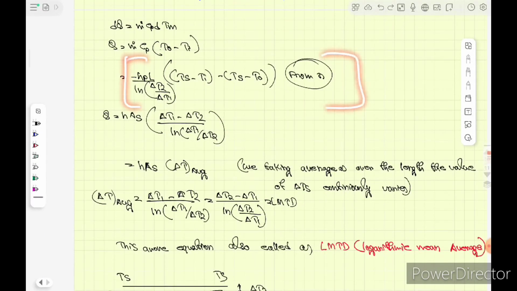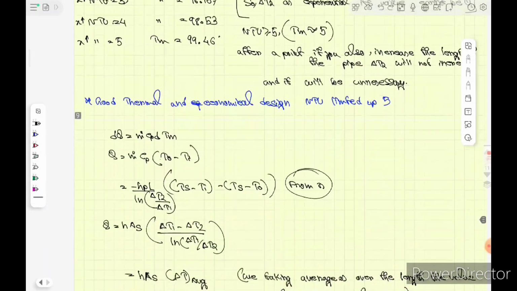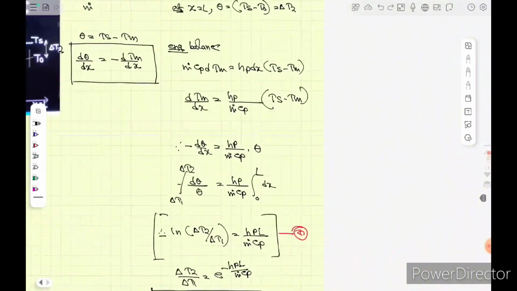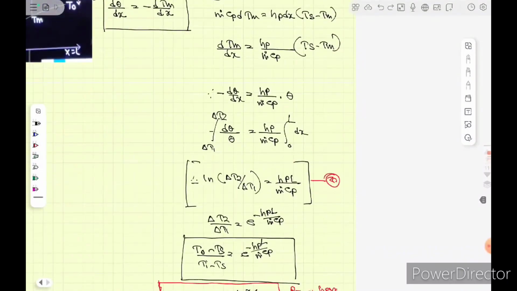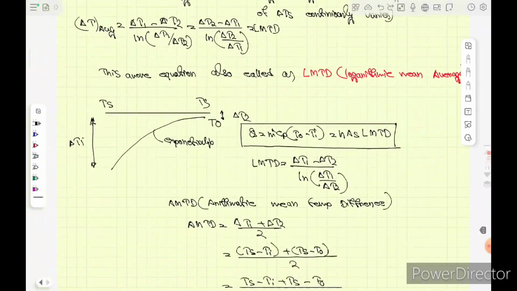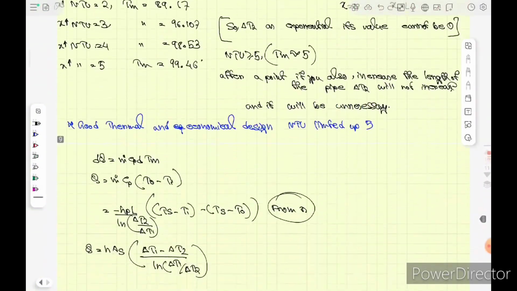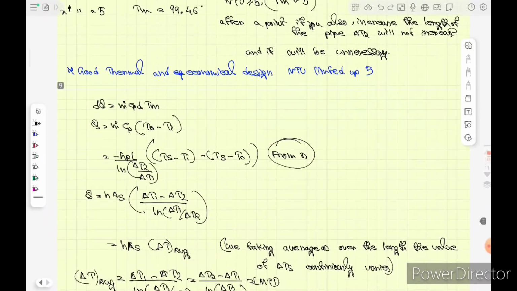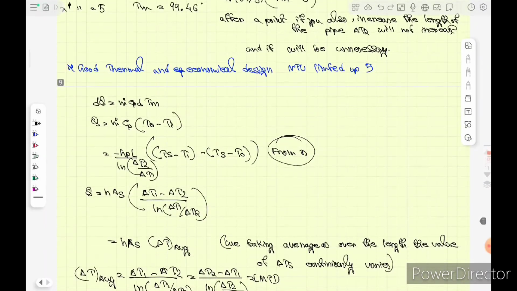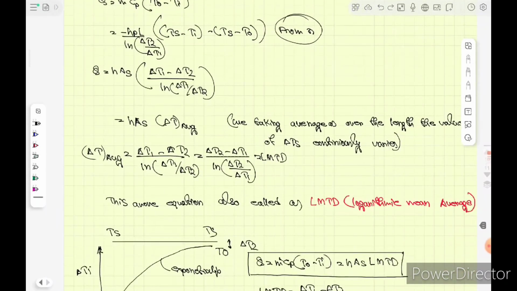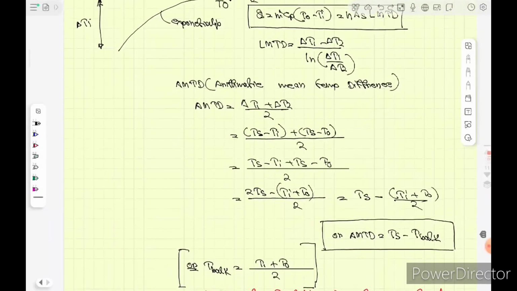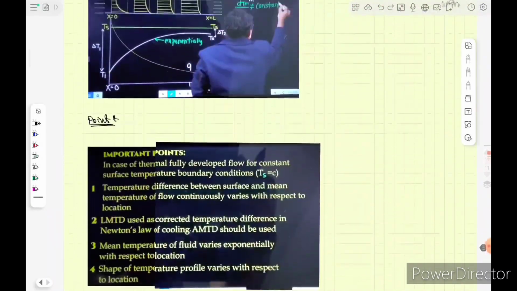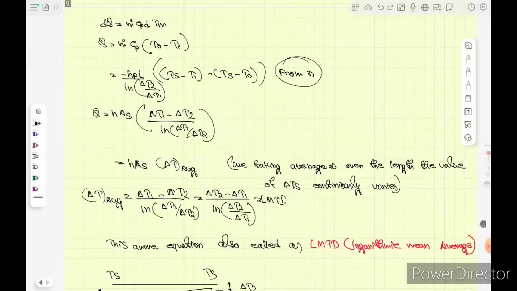So we have marked something as Co. Just look at the previous one, this is the Co. So the Co value is hPL by m Cp. That is what we have been putting here, and then getting this equation. And then from here T average is delta T by this equation, that is also called LMTD. And AMTD is not applicable for the logarithmic mean. You see that for this AMTD is not applicable, because that's all that we did today.